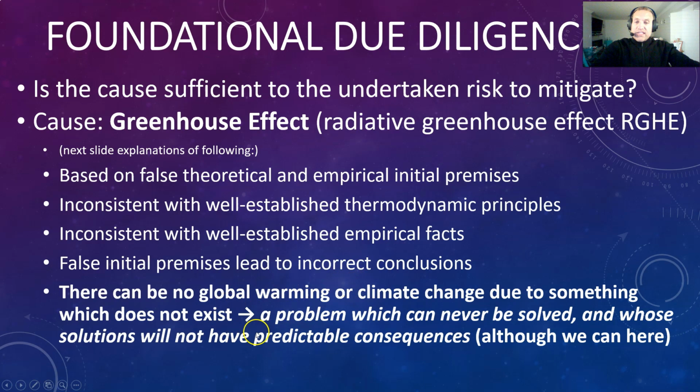And because it does not exist, it's a problem which can never be solved. You will never solve the problem of climate change by tackling the greenhouse effect, because the greenhouse effect doesn't exist. That also means the solutions you come up with will not have predictable consequences, will they? Because you're trying to solve a problem that doesn't actually exist. Whatever you come up with to solve it, you think it's going to apply, but it's not actually going to apply because the thing doesn't actually exist.